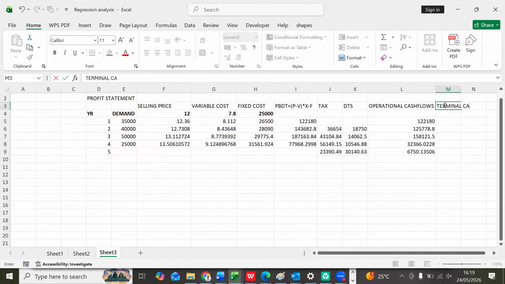Is there somebody who can remind me of examples of terminal cash flows? Can I tell you one of them? Yes, residual and working capital, salvage value. So like in this case here, we have a salvage value, or a scrap value, over how much?